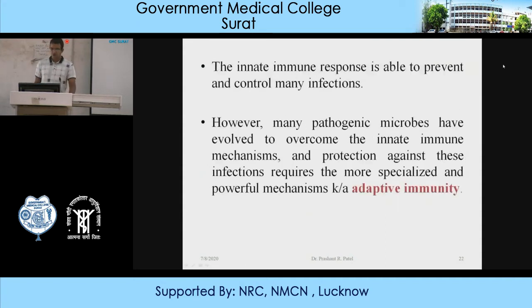The innate immune response is able to prevent most infections. However, many pathogenic microbes have evolved to overcome the innate immune mechanism, and protection against these infections requires a more specialized and more powerful mechanism, known as adaptive immunity. So sometimes innate immunity does not work, and at that time the adaptive immune response is crucial.